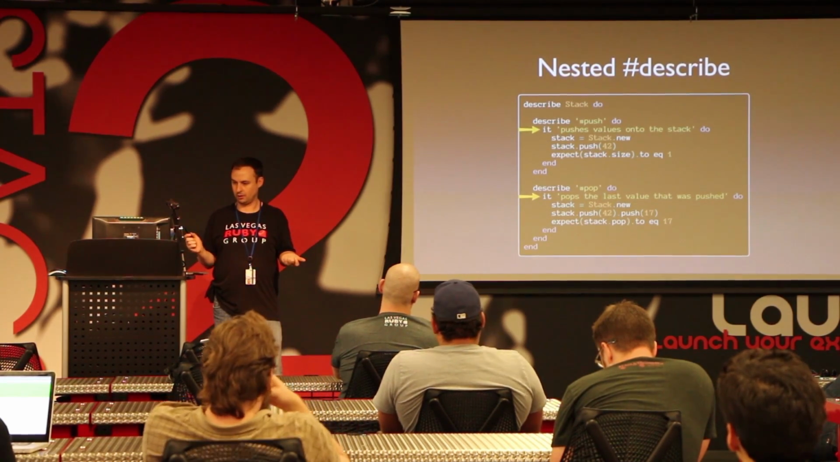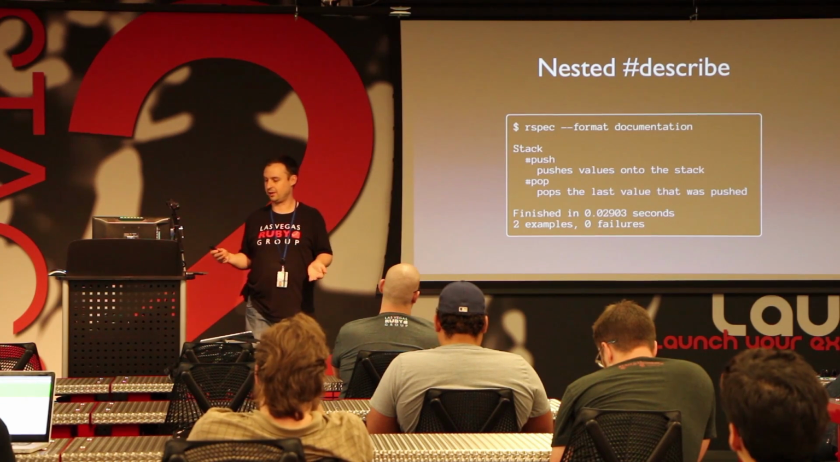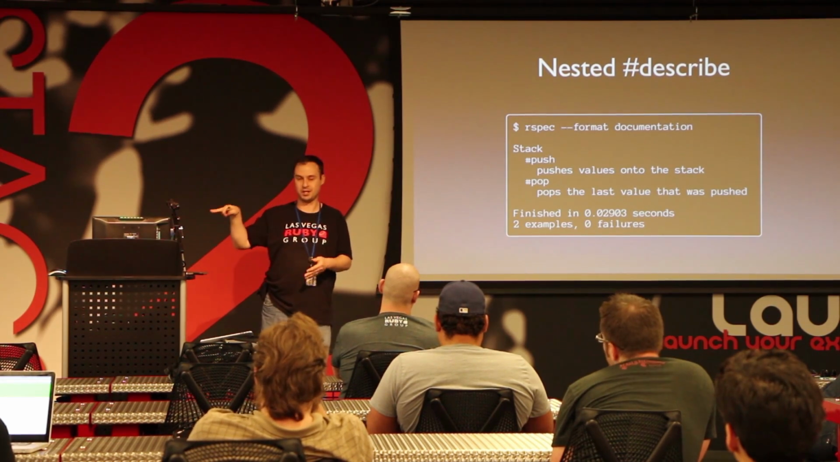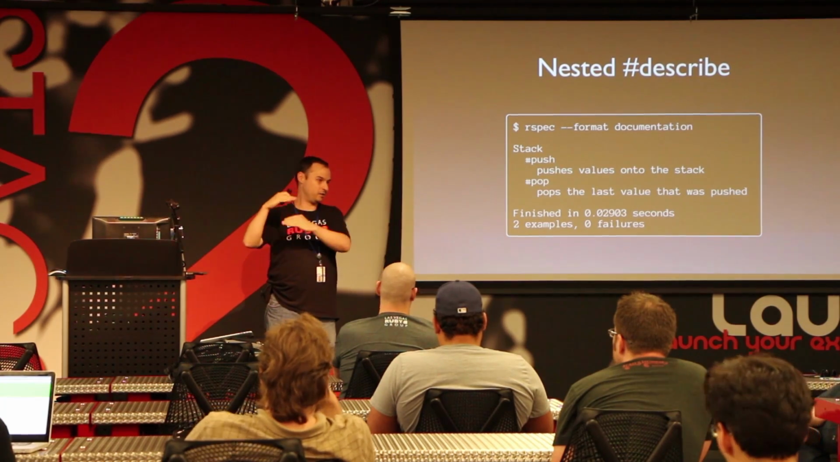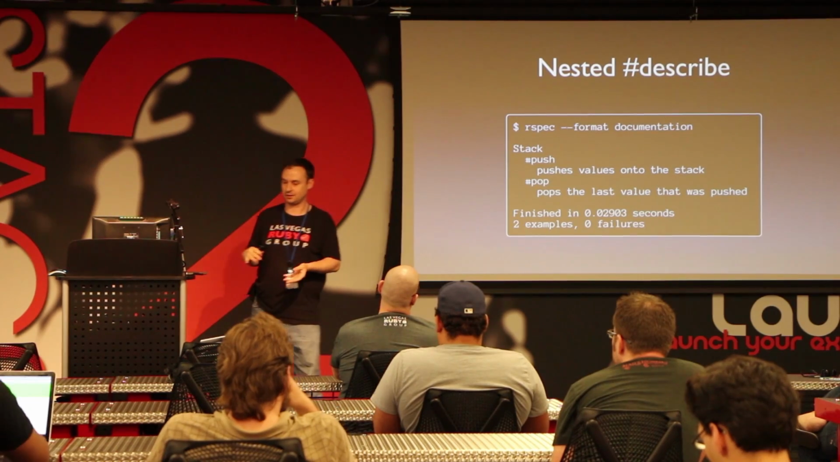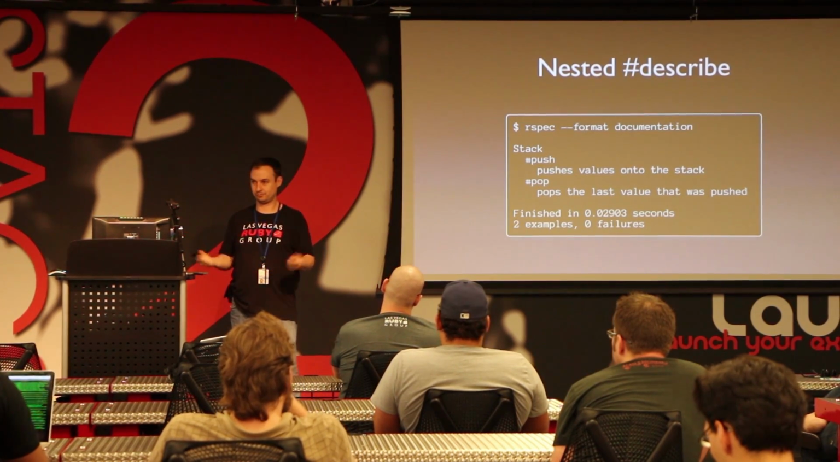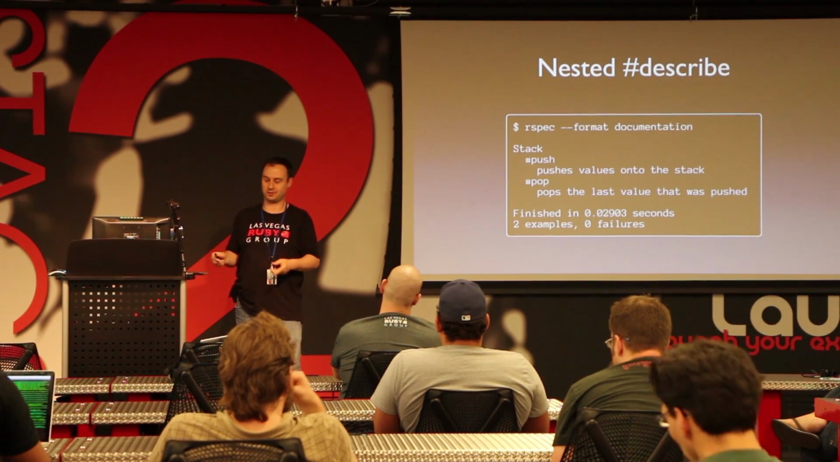And then the output looks like this. So you have your documentation output looks like this. You've got the stack, and then you've got the class, and you've got each method, and the tests are organized by the method that they're testing. This also helps you focus on, you should only be testing one method at a time.